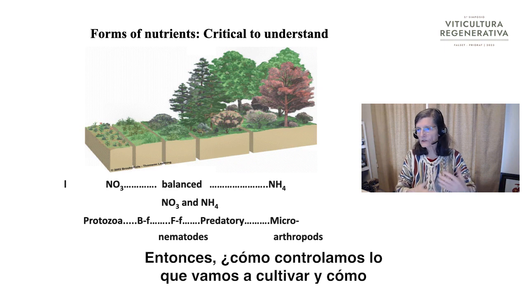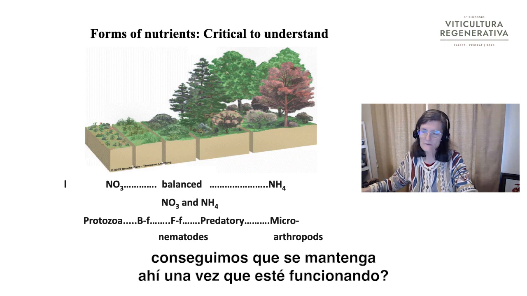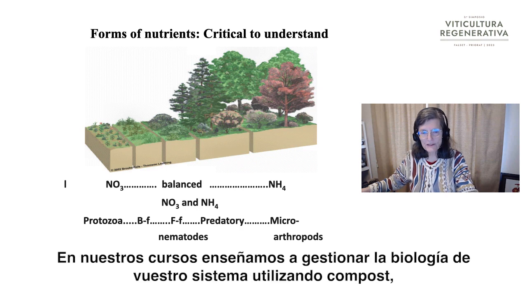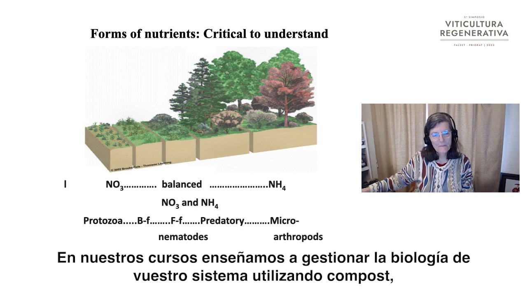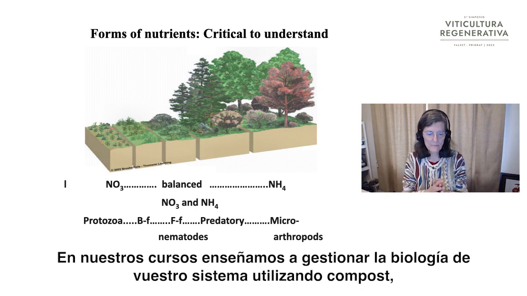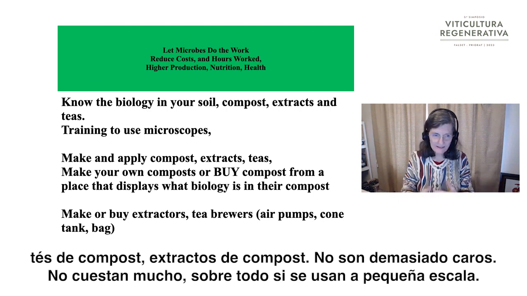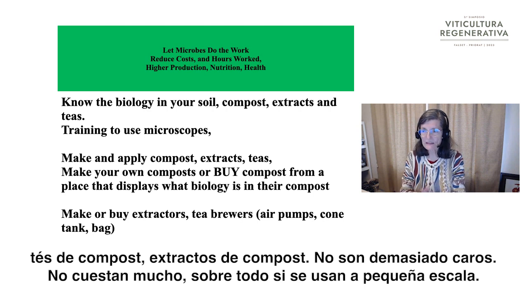And so, how do you control what you are going to grow and keep it there once you've got it working? You've got to adjust the bacteria and fungi. Well, how do you do that? Well, stay tuned. Come and take some of the courses, and we will teach you about how to manage the biology that's in your system by using compost teas, compost extracts. These are not highly expensive. They don't cost much at all, especially if you're doing it on a small scale.